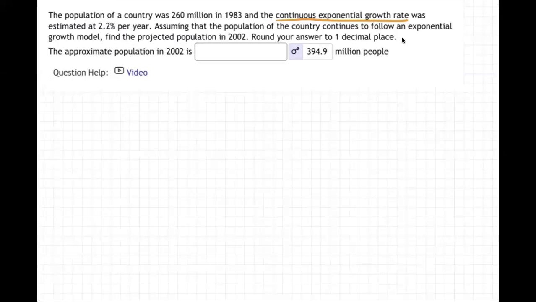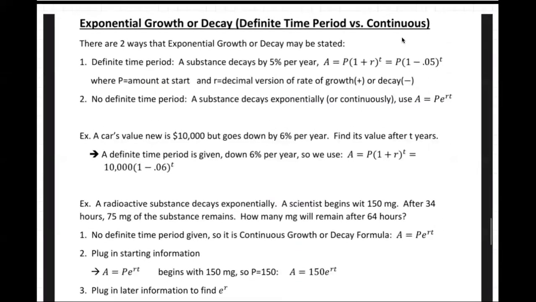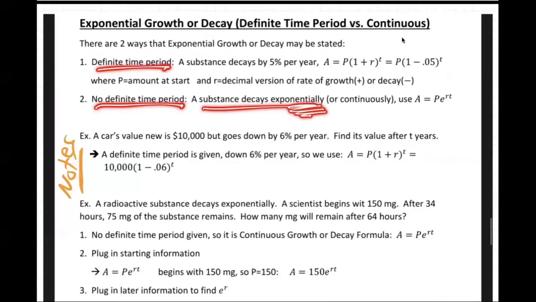Okay, so the key phrase, as I've underlined, let me box it, is continuous exponential growth. So when you come to the notes, here's the notes right here on the side for you. Notice it says exponential growth or decay, definite time period versus continuous. There are two ways that exponential growth or decay may be stated. Number one, definite time period. Or number two, no definite time period, exponentially or continuously.